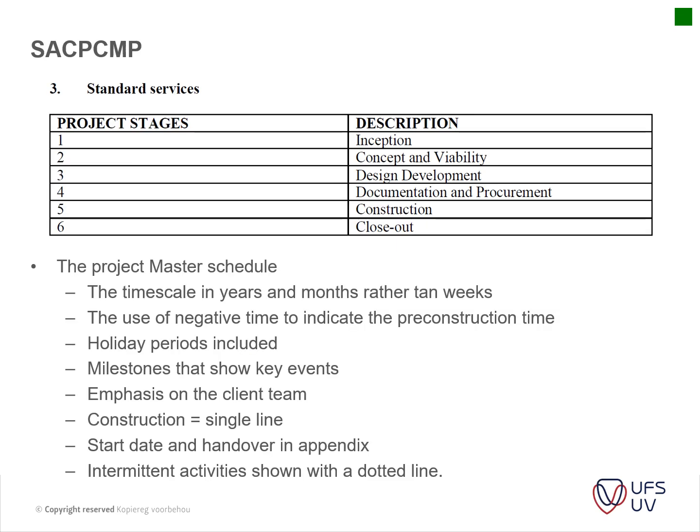Okay, then the SACPCMP schedule I just included as well. Remember, these are the 6 stages that we've discussed in Unit 1 and 2 as well: the inception, concept and viability, design development, documentation, procurement, and then the construction, and then the close-out. Okay, then your project master schedule. This is very important for me. You must know what the master schedule is.